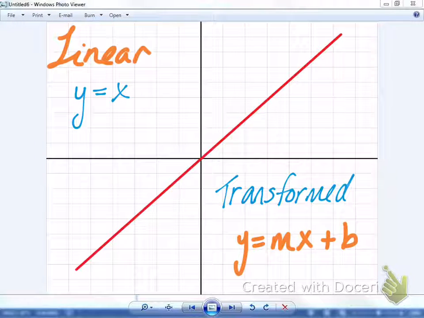The first one is a linear function. Straight line, diagonal line typically, sometimes horizontal is fine. But it's a straight line, there's no curve to it.